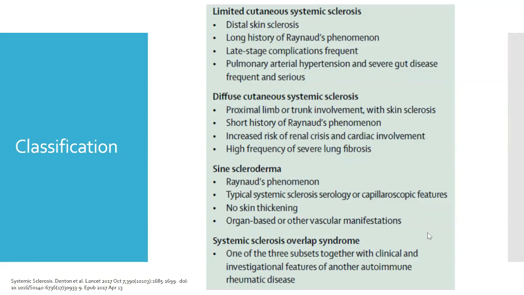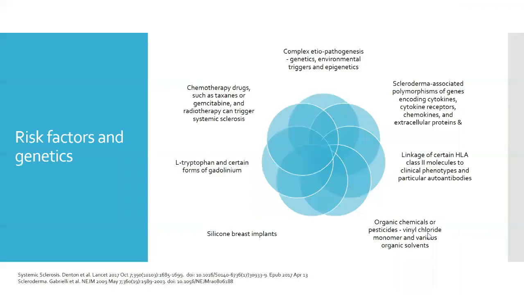When it comes to limited cutaneous, there's high risk of pulmonary hypertension, and usually they carry a long history of Raynaud's. Whereas with diffuse cutaneous, they typically have a shorter history of Raynaud's, and there's increased renal crisis and a higher risk of pulmonary fibrosis, interstitial lung disease. One important distinction is the skin sclerosis distribution. With limited cutaneous, it's usually limited, and with diffuse, you're going to have proximal limb involvement and trunk involvement with skin sclerosis.